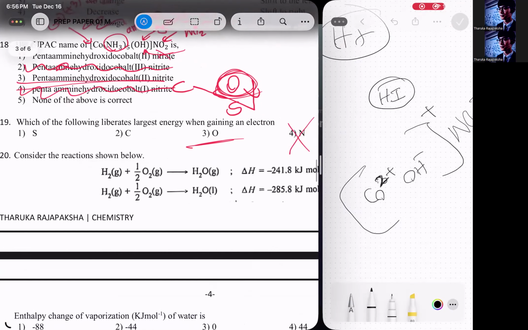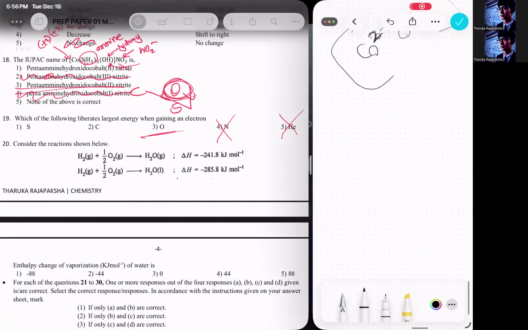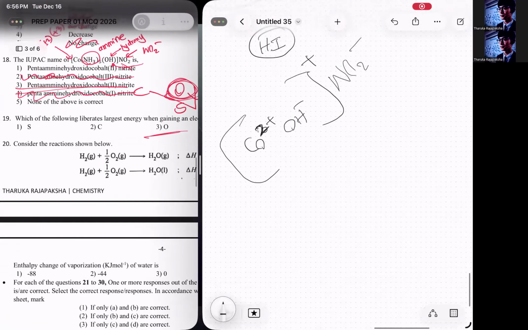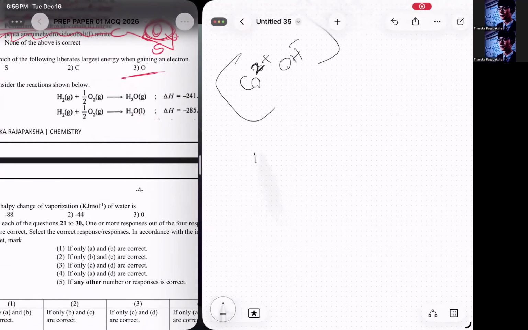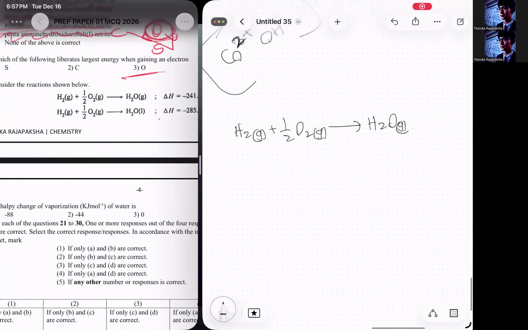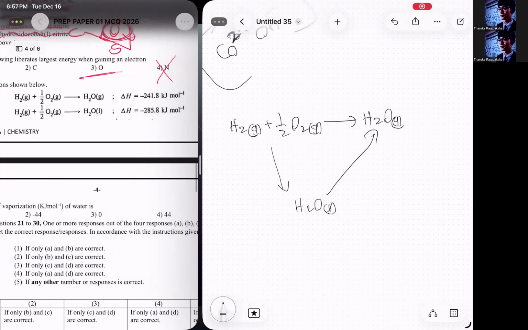Question number 20. Consider the reaction shown below. Now they have given enthalpy changes. They're asking the enthalpy of vaporization of water. Now, first let's write these reactions. H2 gas plus half O2 gas. I'm going to build up a thermochemical cycle for this. Look, the same reactants will produce H2O liquid. This is vaporization. So I'm going to write the enthalpy change for this reaction.